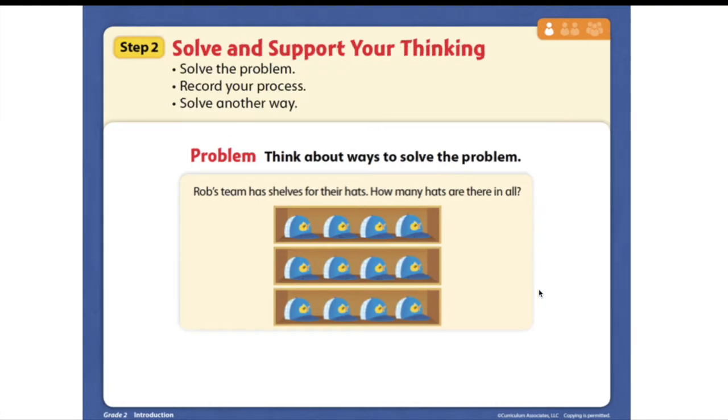Now, in a moment, you're going to pause the video and try and solve this problem. We're trying to figure out how many hats there are in all. Grab a piece of scratch paper as you do it and just record your thinking so that you can share your work at our meeting later. You can even try and solve it a different way if you can think of a second way to solve it. When you're ready, press play and I'll take you through a strategy that would work for this problem.